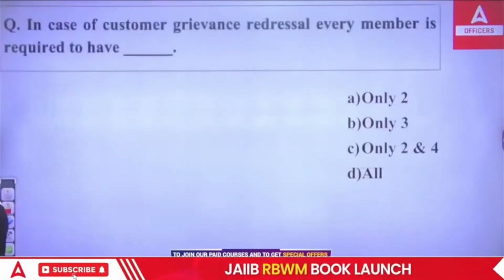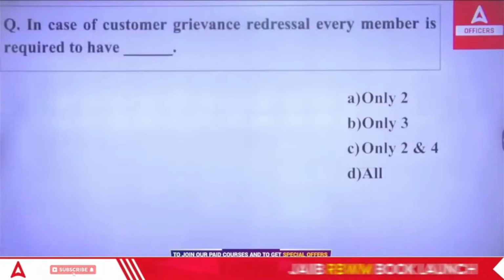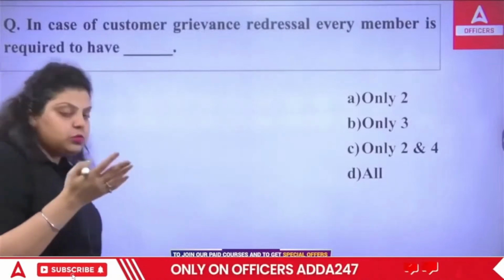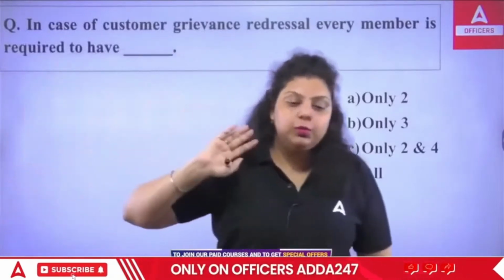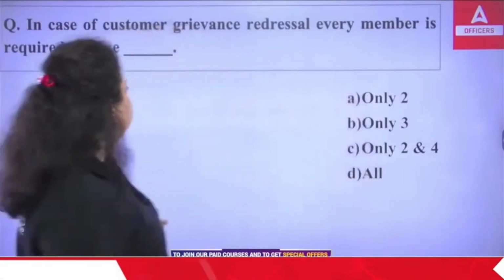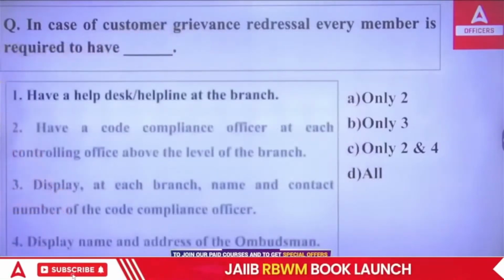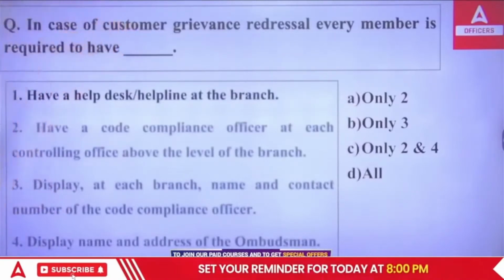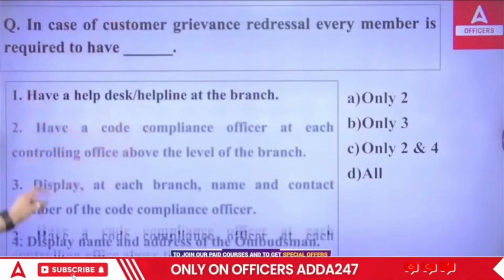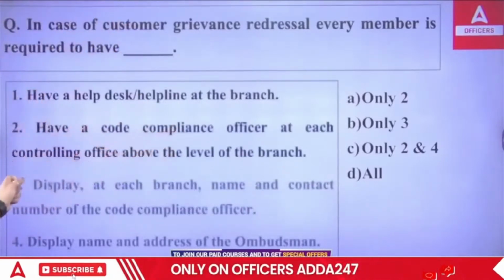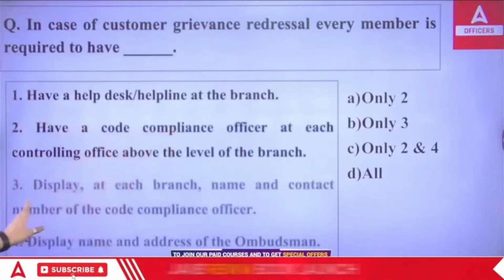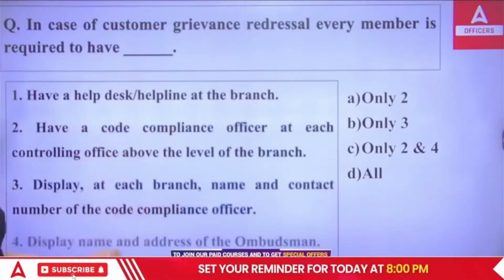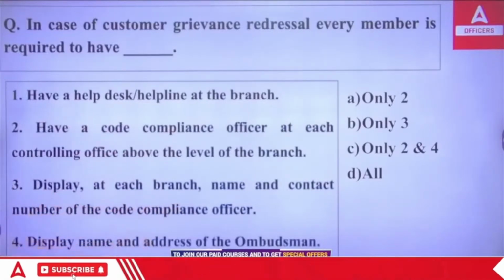Next question we are talking about. In case of customer grievance redressal, every member is required to have dash. So a customer grievance redressal portal should be there in each and every service you are providing, not only in banking services, also in other services. So in case of customer grievance redressal policy, every member is required to have what? To have a help desk helpline at the branch, to have a code compliance officer at each controlling office above the level of the branch, to have display at each branch the name and contact number of the code compliance officer, and to have display of the name and address of the ombudsman.